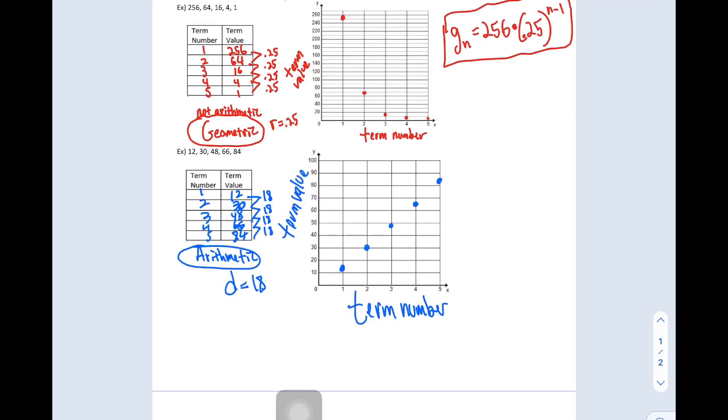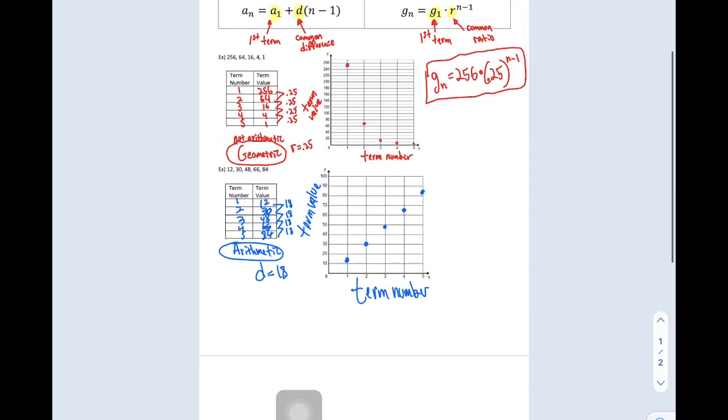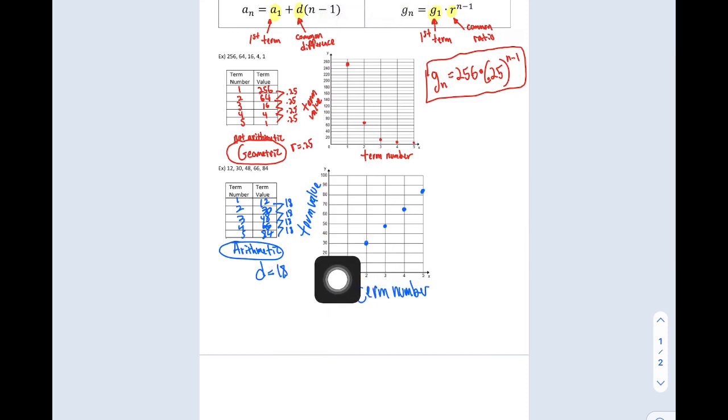And if you notice, these arithmetic sequences, they don't make exponential functions, they make linear functions. And again, this graph, we don't connect these dots. These are discrete graphs. Sequences are discrete. Arithmetic sequences will give you a linear discrete function. Geometric sequences will give you an exponential discrete function.